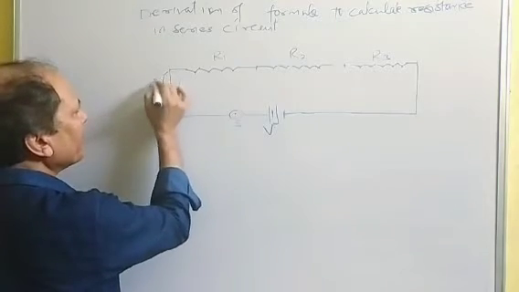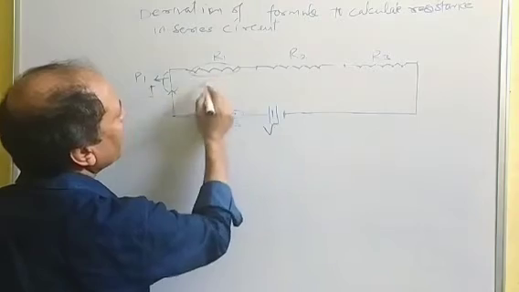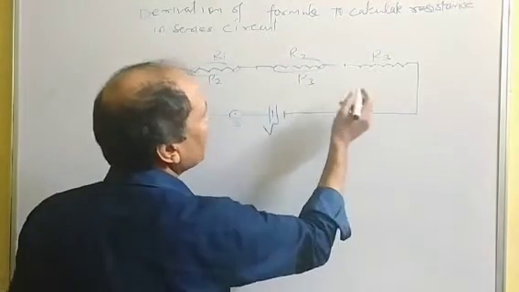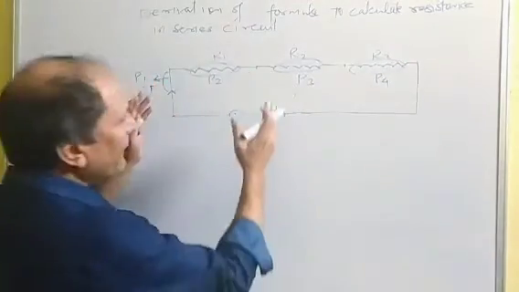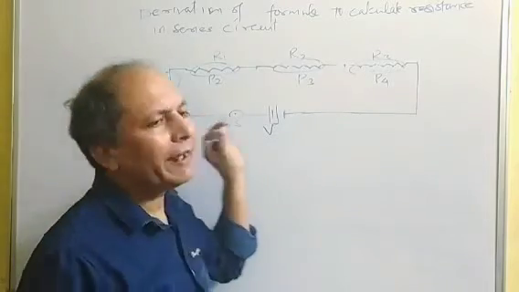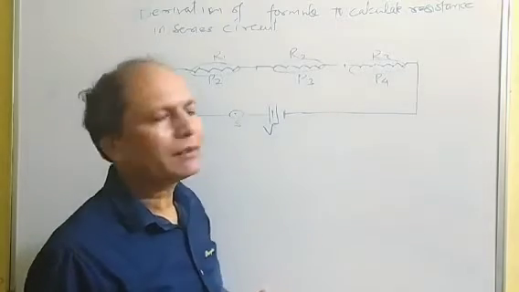Suppose one point is here, point P1. One point is here, point P2. One point is here, point P3. And one point is here, point P4. Suppose in your circuit there are four points. And now we will look at the resistances connected at these points.